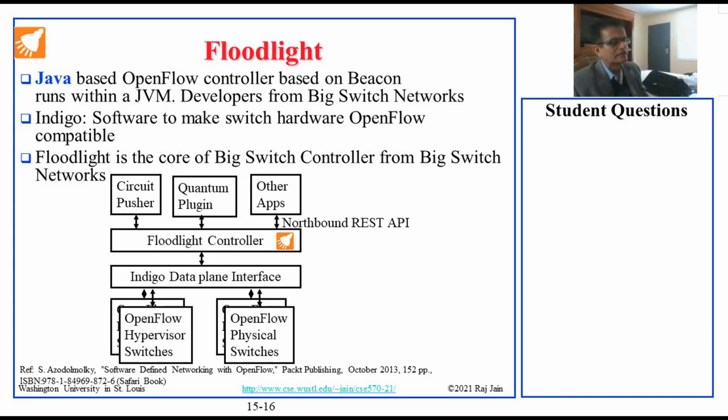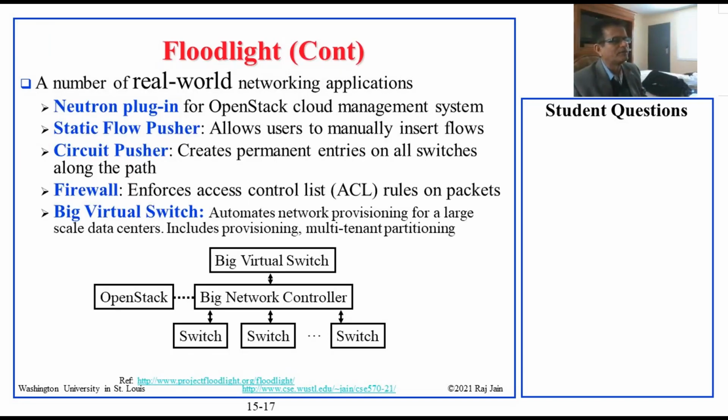Now they had a number of real-world networking applications. They had a Neutron plugin. Now, Neutron is not part of Floodlight. Neutron is part of something called OpenStack. OpenStack is the software that is used for cloud management, and we will talk about that when we talk about the clouds. So Neutron is the OpenStack cloud management system, and with this, you could control the cloud and say, well, give us 2 routers, or give us 2 VMs, or give us whatever.